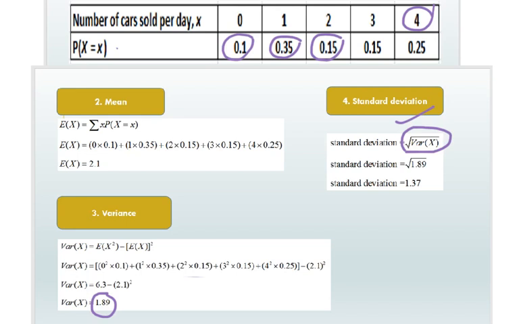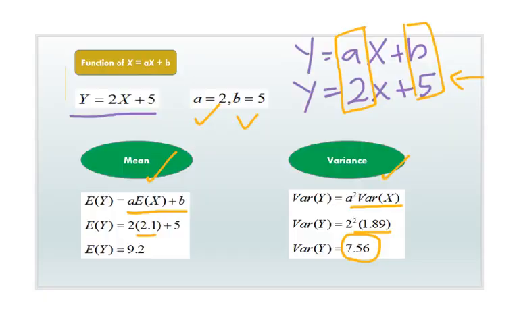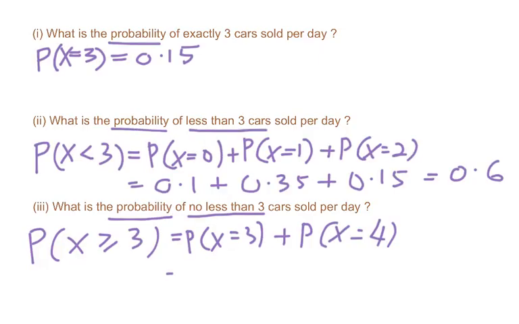So for 3 and 4, the probability values we have are 0.15 and 0.25. Then we can substitute. We have 0.15 plus 0.25, so the value we get is 0.4. So that is the probability of having no less than 3 cars sold per day.